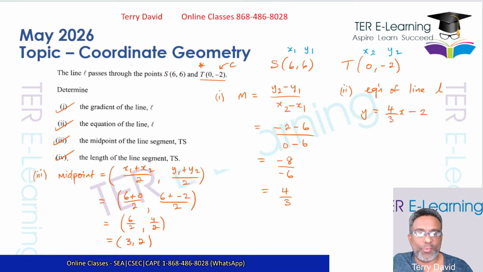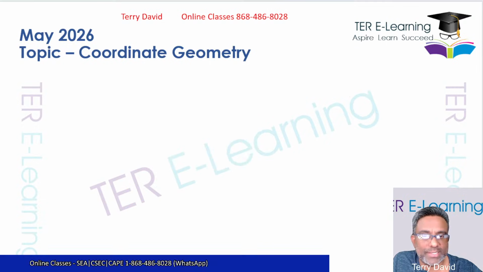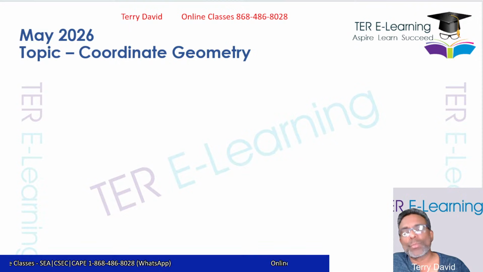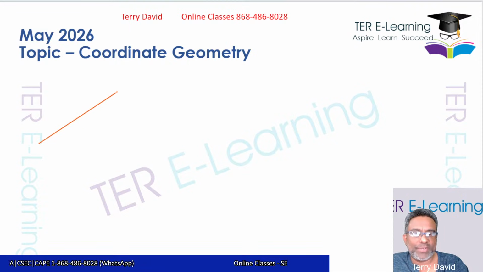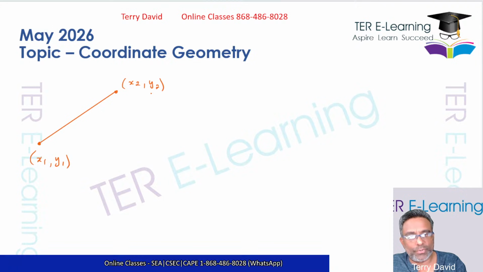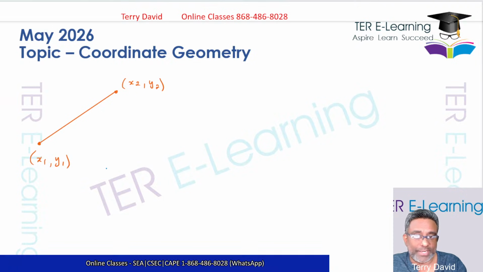Now the last part, part 4, we want the length of the line segment TS. So I haven't done one like this as yet. So there is a formula to work out the length of a line segment. Now that formula looks like this. If I have a straight line, a line segment here, and this is one point and this is a second point. So let's say this point here has coordinates x1, y1, and this one has coordinates x2, y2. Okay, now what I could do, I'm just showing you how we came up with the equation.